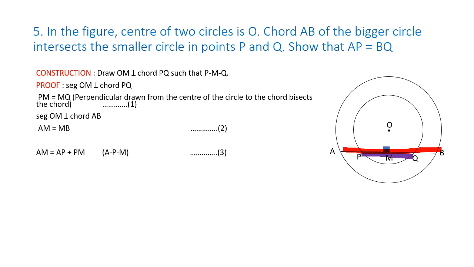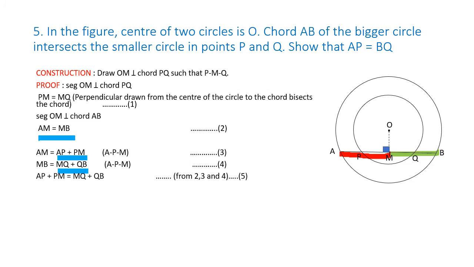Now, in the next statement, what do we write? AM is equal to MB. AM is what? Let me show you. If I want to show what is AM, it is the addition of AP plus PM. Yes, that is what is written here. And if I want to show what is MB, it is the addition of MQ and QB. So in place of AM and MB, instead of AM is equal to MB, we write down AP plus PM and MQ plus QB. So in place of AM, I write AP plus PM, and in place of MB, I write MQ plus QB.